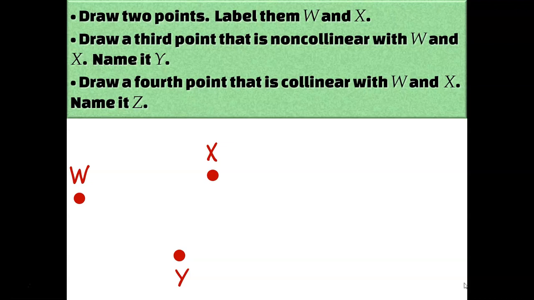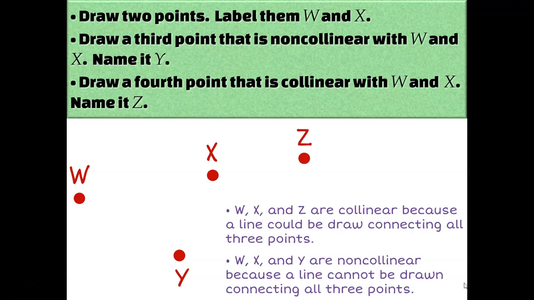The last step in these instructions is to draw a fourth point, and that point should be collinear with W and X. I'm going to put that point over here and call it Z. Now that's not the only place that you could put it. You could also put it here instead, and it would still be considered collinear.